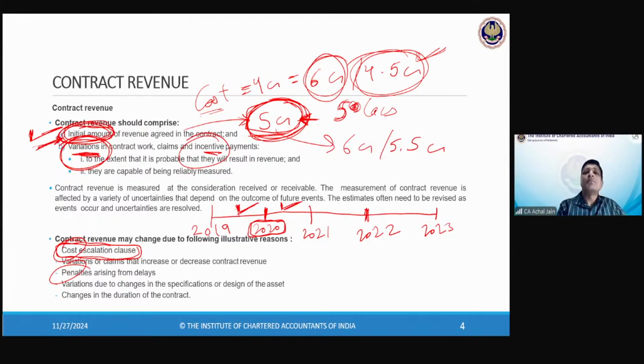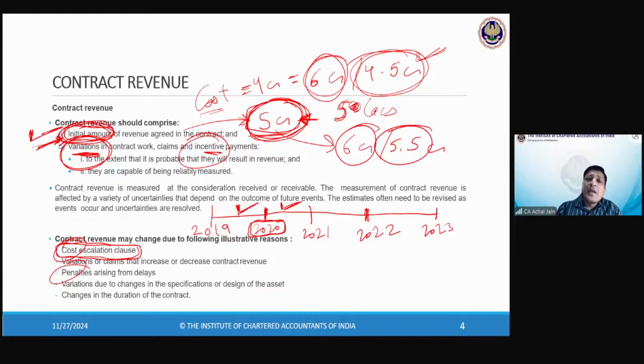as far as this amount is concerned, there is absolutely no problem. But other than this initial amount, whether that is any variation, any cost escalation or incentive, etc., that shall be recognized only and only when both the parties have agreed for that, or you can say when the customer has approved that. So it should not happen that the contractor has thought of an amount, say it's 6 or 5.5, and starts recognizing revenue.